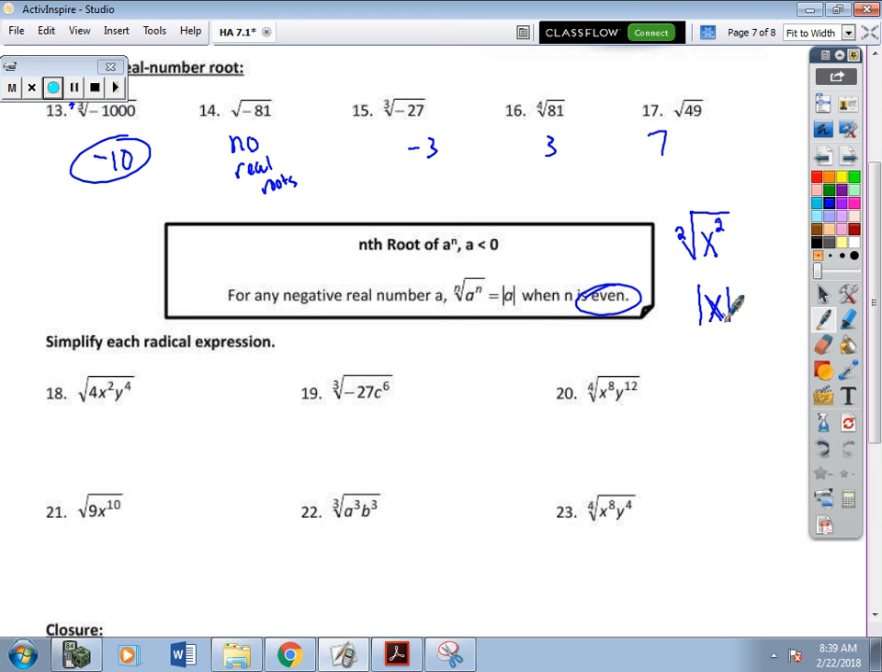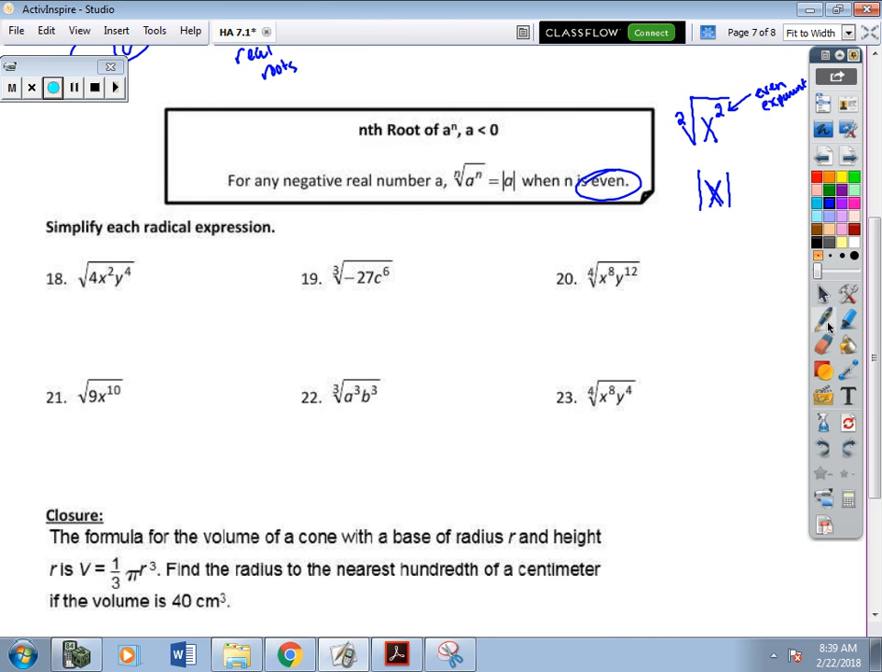Only if it's an even root. Oops. Yeah, even exponent, let's say. So if you were to take a root and end up getting like x cubed as your answer, you don't need to put absolute values around it.